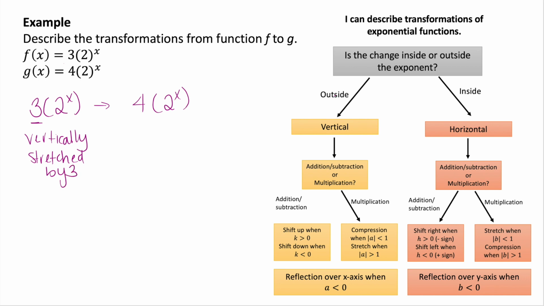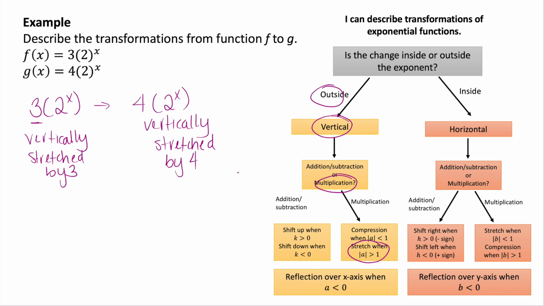Right? Because we have a number that's on the outside, it's a vertical change, it's being multiplied, and it's bigger than 1. So this is vertically stretched by 3, but then this is going to be vertically stretched by 4. Okay, so if you think about it, if you're stretching something by a factor of 4 versus stretching something by a factor of 3, it's going to be more vertically stretched. Okay, so sometimes you can already transform a function that's been transformed. So it's just going to become more or less of the change that's already occurred.